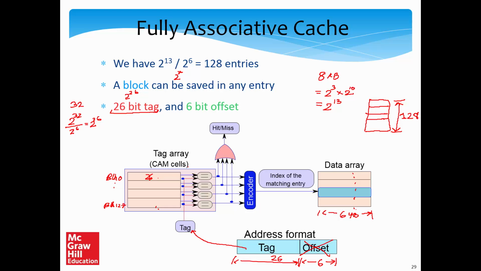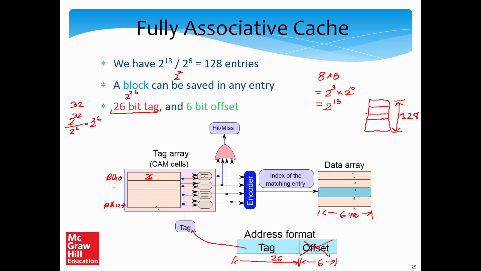Recall from chapter 6 that a CAM is a content addressable memory, where instead of accessing the memory via its row address, we access it via its contents. And this is an ideal application of a CAM. Given the block part of the address, which is also called the tag part, we compare the 26 bits with each of the 26 bits stored here. And this is done in a typical CAM array.